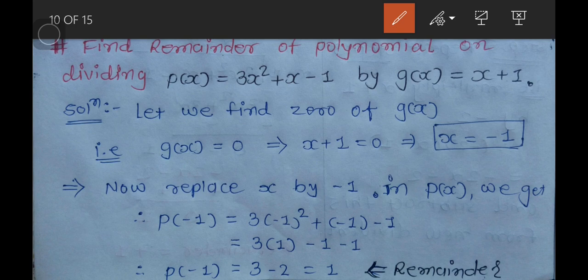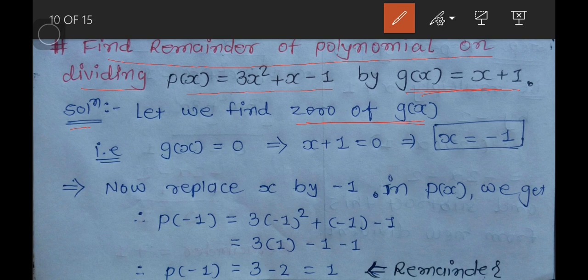Suppose we want to find the remainder of the polynomial p of x is equal to 3x square plus x minus 1 on dividing by g of x is equal to x plus 1. How can we find the remainder directly? For the solution, first we find the zero of g of x. We always note that g of x, our divisor, must be a linear polynomial, then we can use this method. Here you can see that our g of x is a linear polynomial.